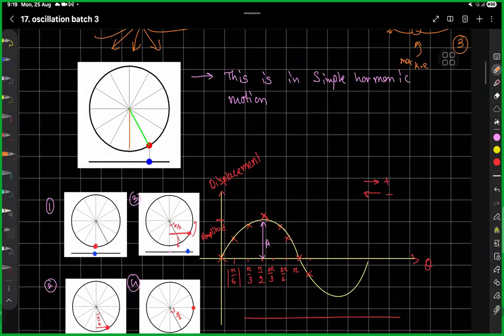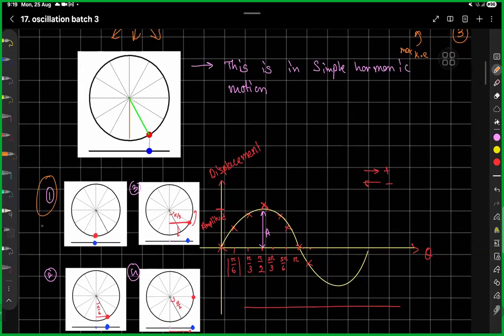Now notice one thing. One by one, I'll go. First one, at the middle one, equilibrium position of the blue bob, 0 degree. What is the displacement of the blue bob? Can I say the displacement is 0?